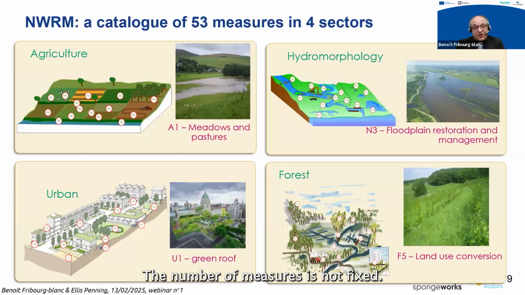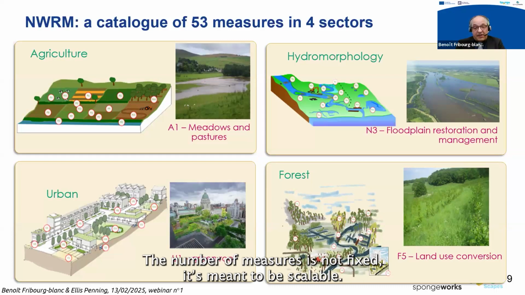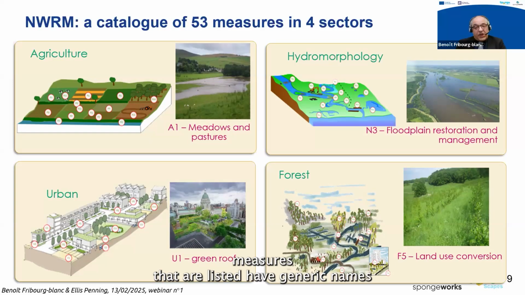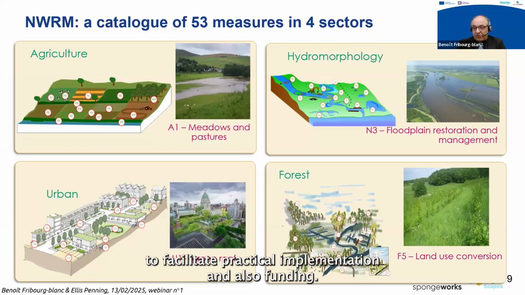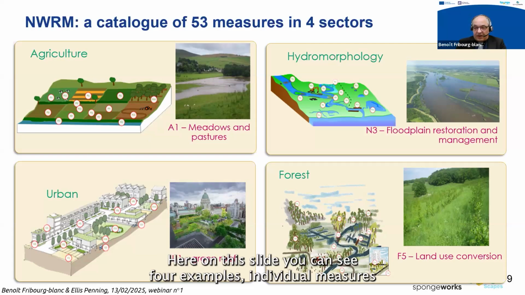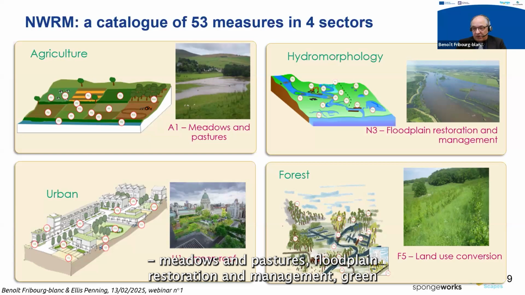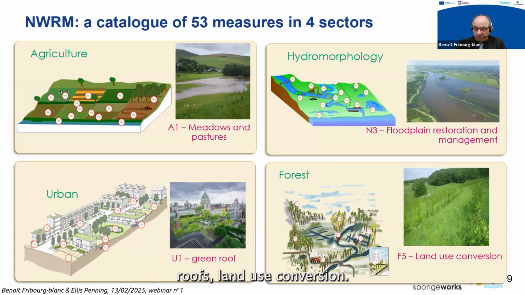The number of measures is not fixed. It's intended to be scalable, and the measures that are listed have generic names to facilitate the practical implementation and also the financing. So all measures can be usable throughout the territory. Here in this slide, you see 4 examples of individual measures: meadows and pastures, floodplain restoration and management, green roof, land use conversion.